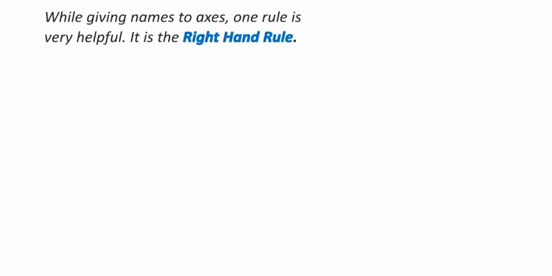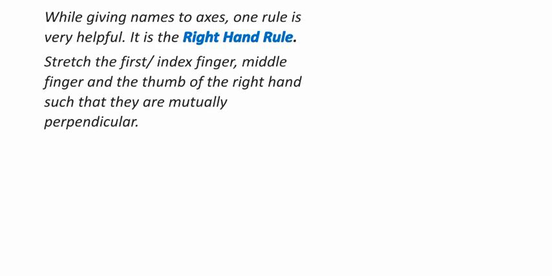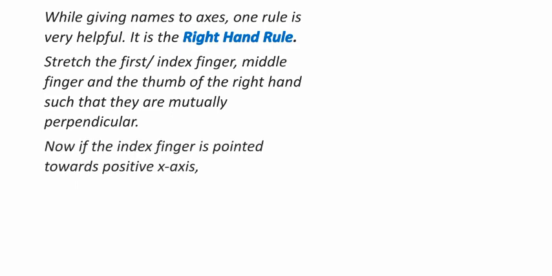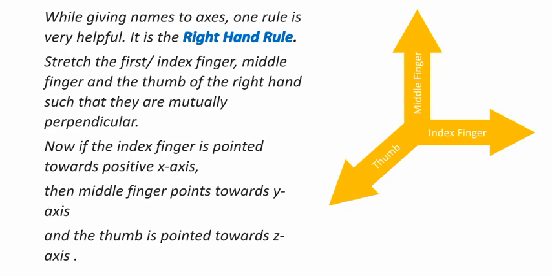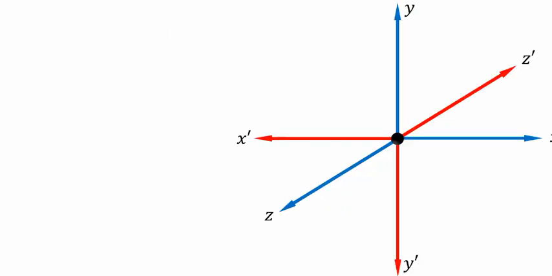While giving names to axes, one rule is very helpful. It is the right hand rule. It states: stretch the first or index finger, middle finger and the thumb of the right hand such that they are mutually perpendicular. Now, if the index finger is pointed towards the positive x-axis, then the middle finger points toward the y-axis and the thumb is pointed toward the z-axis.